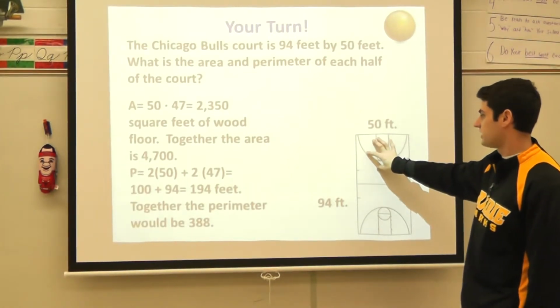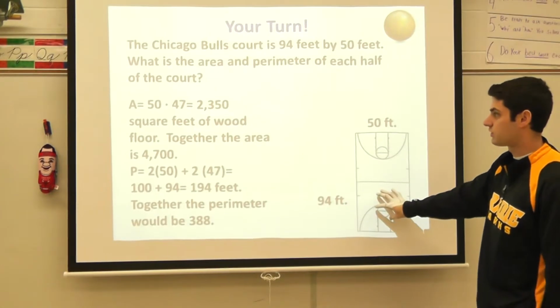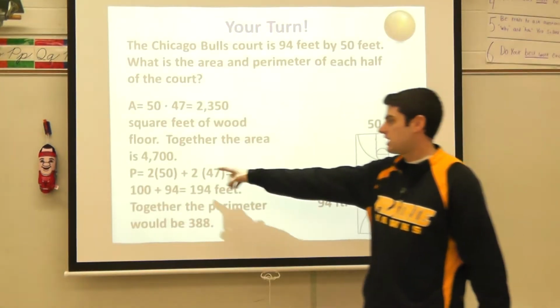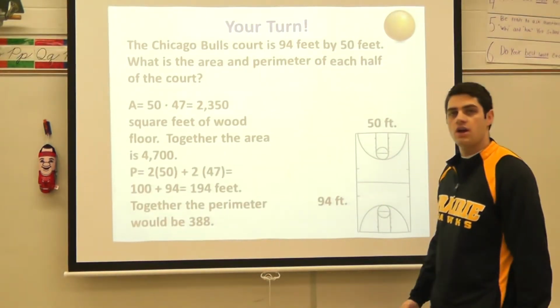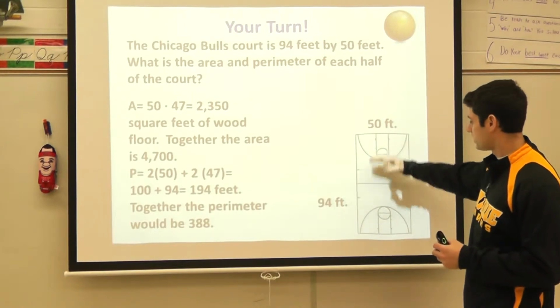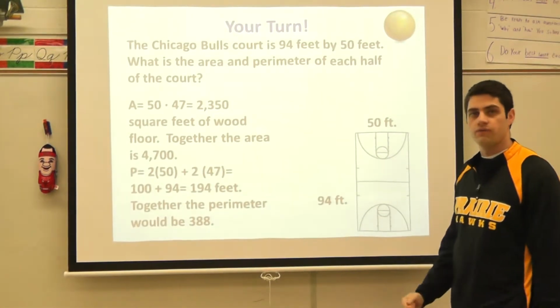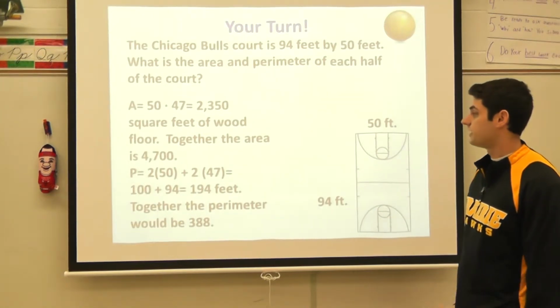Well, if I need that much for this side, this bottom side is going to be the same thing, 2,350 square feet of wood. Together it's going to equal 4,700. If you remember from the first problem, that's the same area, right? We just basically cut the area in half. One for one half of the court, another for the other half of the court.